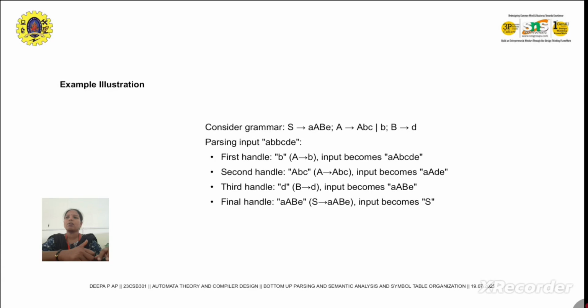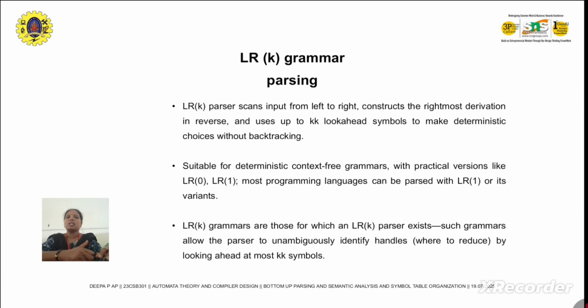Now let us move to the topic of LR(k) parsing. LR(k) parsing is one of the most powerful bottom-up parsing techniques used in compiler design. In the term LR(k), L stands for scanning the input from left to right, R stands for rightmost derivation in reverse order, and k is the number of lookahead symbols used. LR parsers are widely used because they are efficient and can parse most programming language grammars without backtracking. The parser uses a stack and two important tables, called the action table and the goto table.